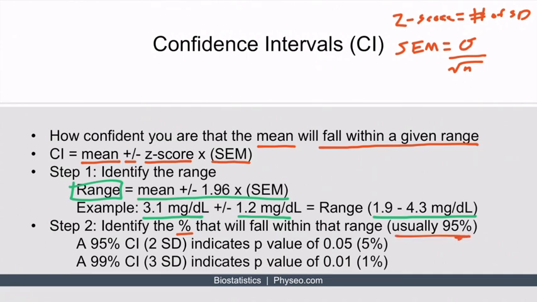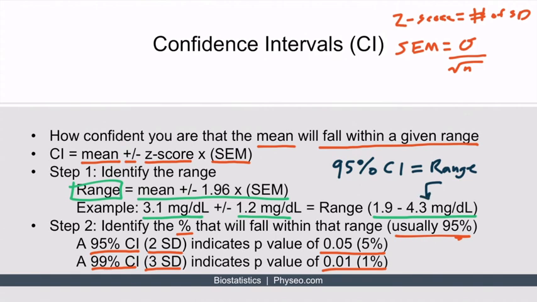Usually, that's 95%. Recall that a 95% confidence interval should make you think of two standard deviations, indicating a p-value of 0.05, or 5%. Likewise, a 99% confidence interval is correlated to three standard deviations, which indicates a p-value of 0.01, or 1%. Basically, you have a 95% confidence interval. This is the first segment. And then you have the range, which would look something like this.